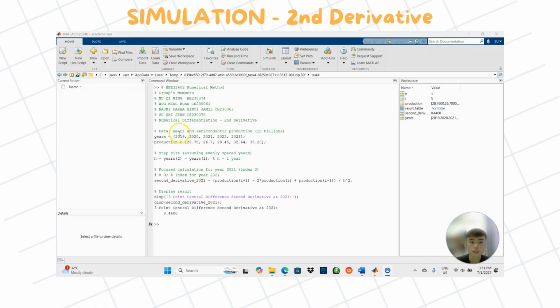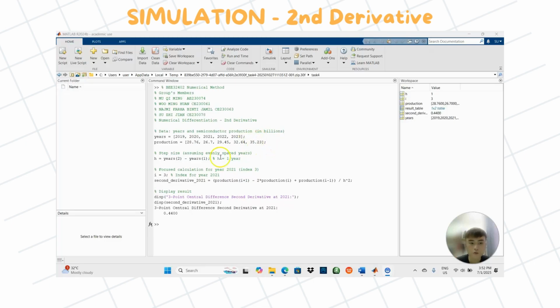So the data given is years and the semiconductor production in billions. For the year 2019, the production is 28.76. For 2020, the production is 26.7. For 2021, the production is 29.45. For 2022, the production is 32.64. And for the last year, 2023, the production is 35.23.